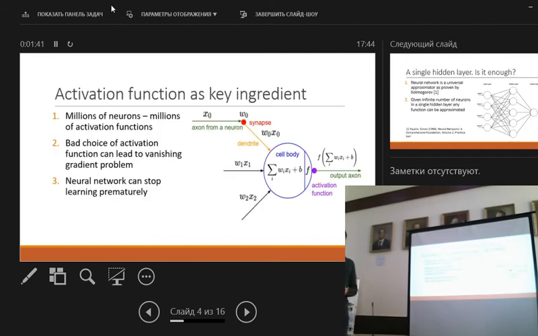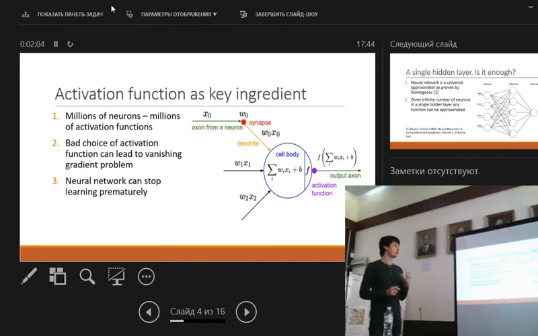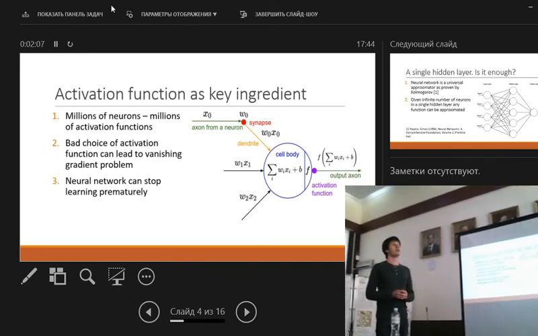Activation functions are a key ingredient in a deep neural network, because in the network you have millions and millions of parameters, and each has a neuron, and a neuron has an activation function. So you have millions of activation functions, and a good choice makes your neural network train fast, while if you choose an activation function badly, it may train slowly, or fail to train at all.